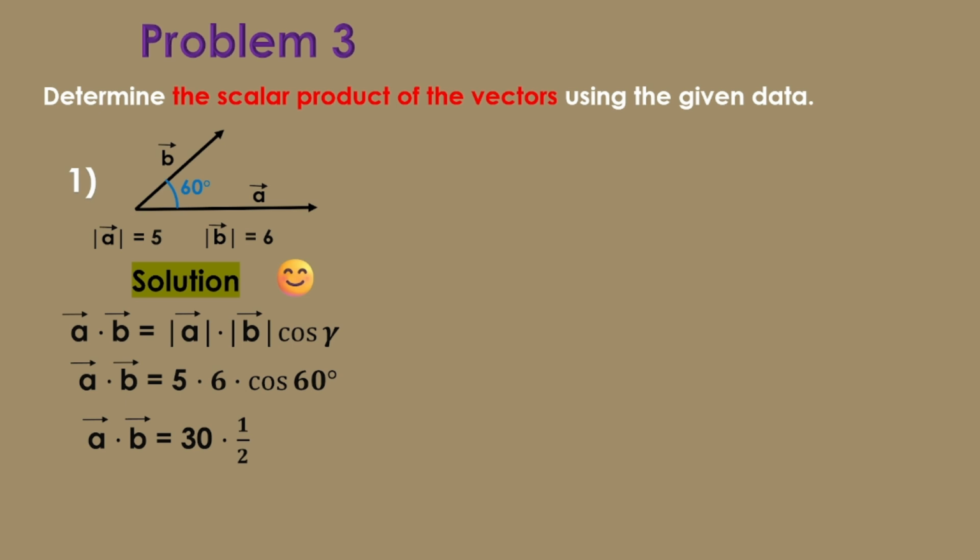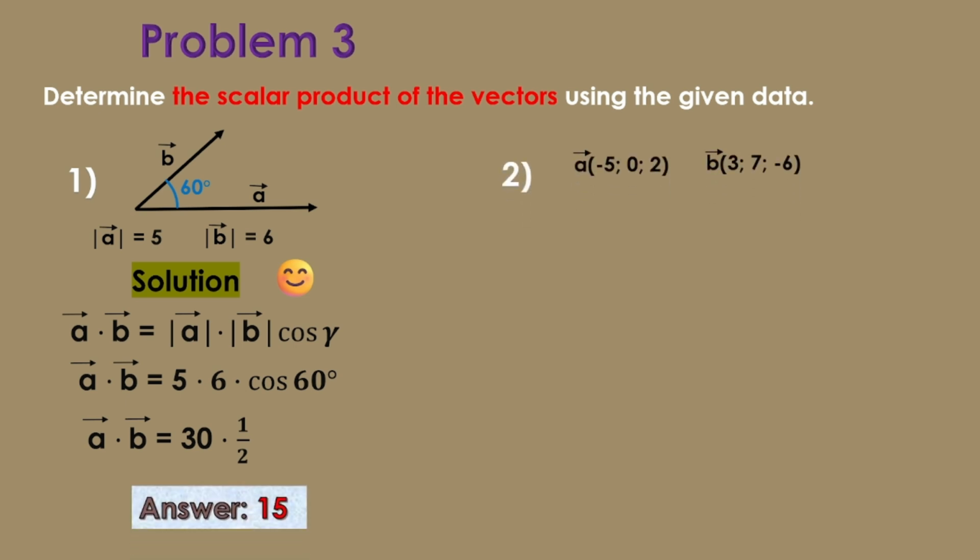Instead of the length of vector a, I will substitute 5. Instead of the length of vector b, I will substitute 6. Instead of the angle gamma, I will substitute 60 degrees, and we will have that the cosine of 60 degrees is 1/2. So our answer will be 15.